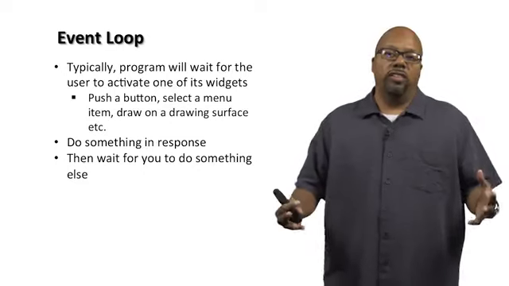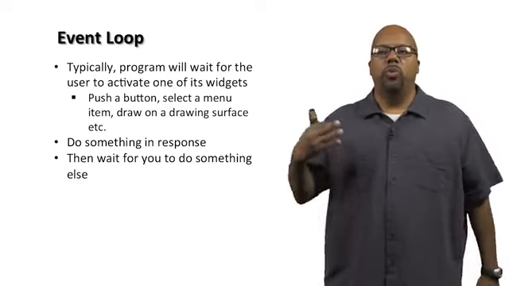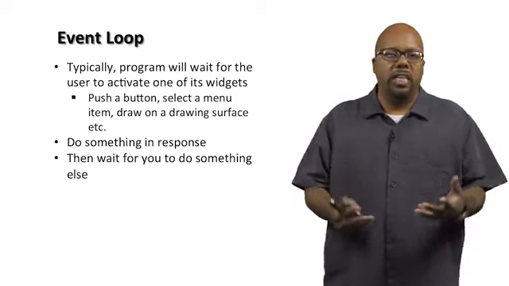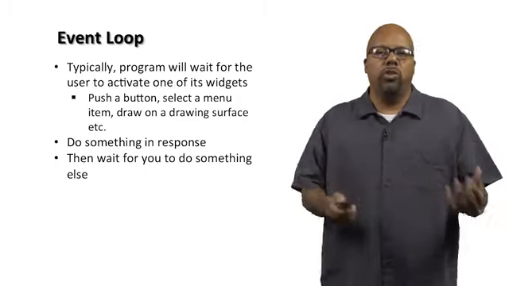Then, after the function completes, you wait for something else to do. So you again wait until the user interacts again, and then when the user interacts again, you do the appropriate function. So that's the event loop. You sit there, you wait for an event. When the event happens, you execute the appropriate function, and then you wait for the next event.